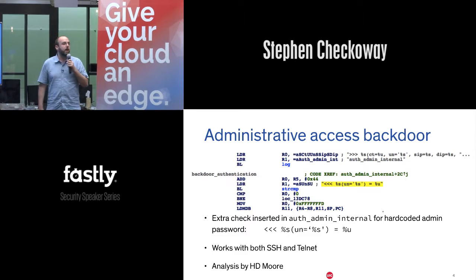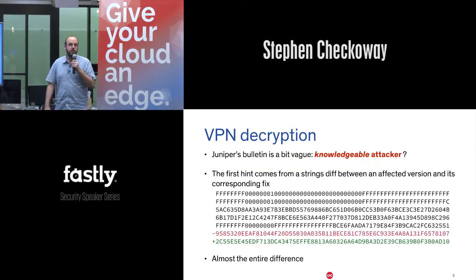Instead, I want to talk about the second vulnerability, which was this VPN decryption for some knowledgeable attacker. Now, what knowledgeable attacker means was not spelled out in the advisory. It's not clear from what Juniper has said what exactly it meant.